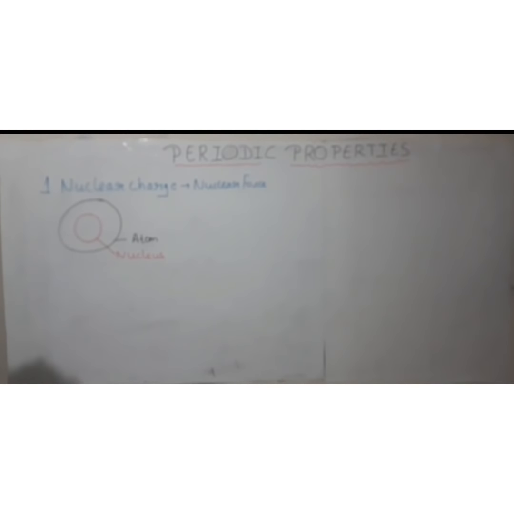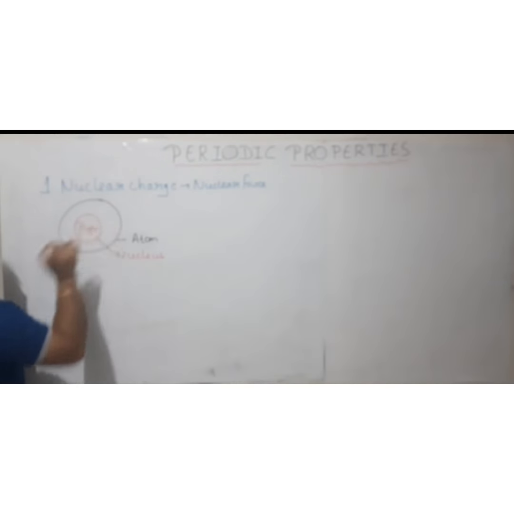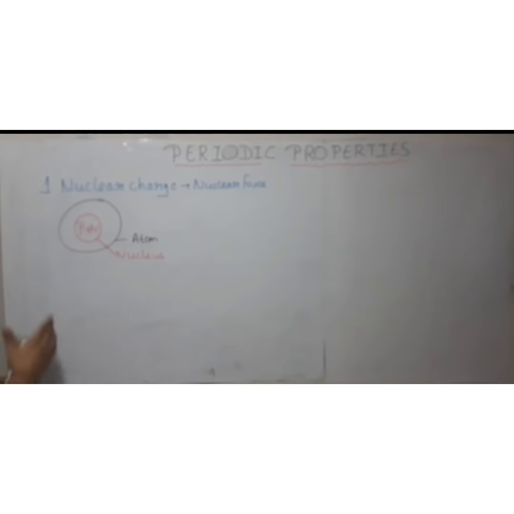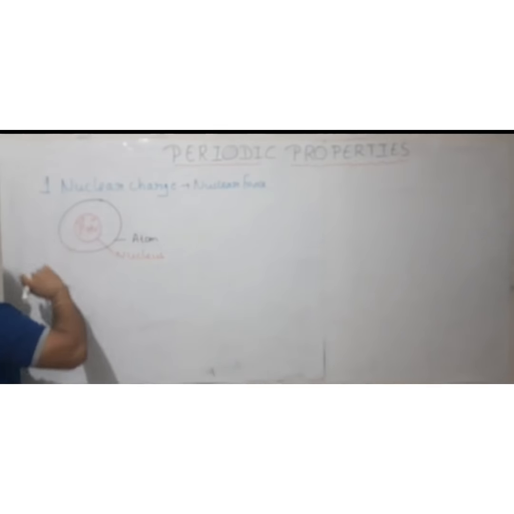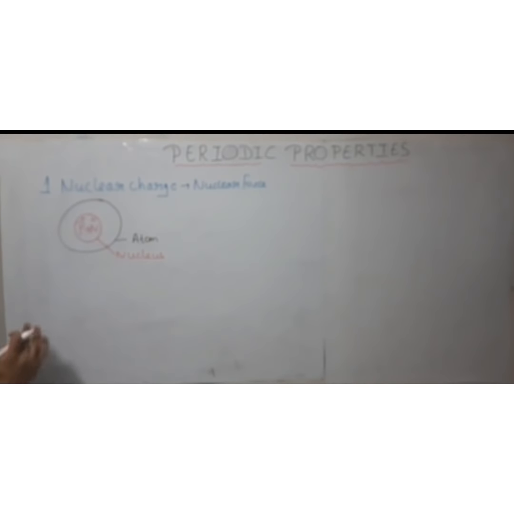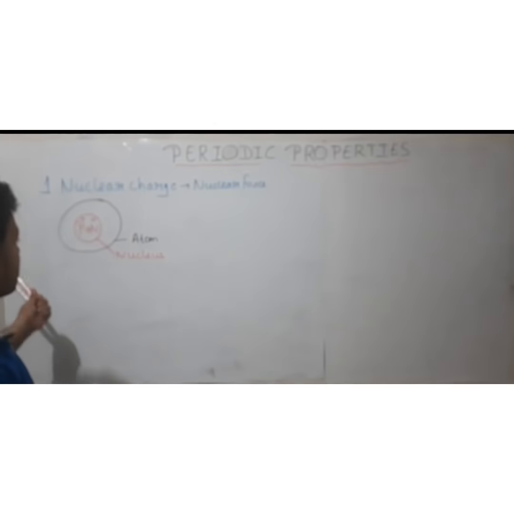Now we all know that the nucleus has two subatomic particles. One is proton and the other is neutron. These are the two subatomic particles which are present in a nucleus. One more thing, proton is positively charged, neutron has no charge, but their mass is quite heavy. That's why the nucleus is quite heavy as compared to the rest of the atom.